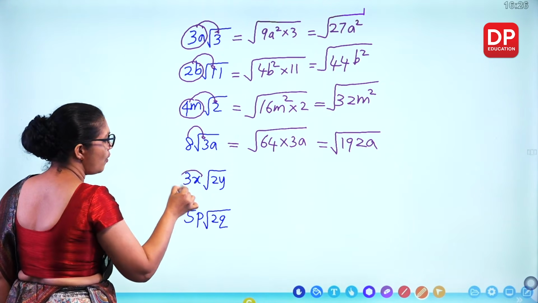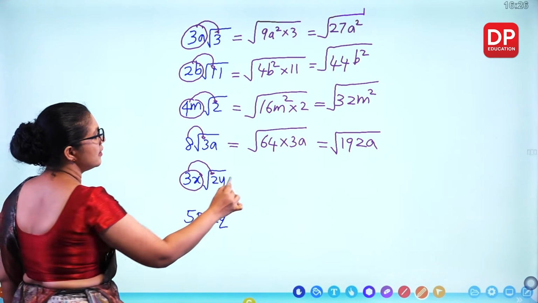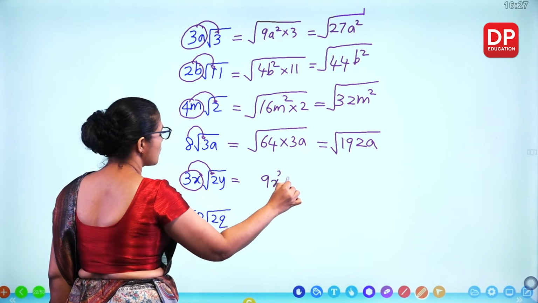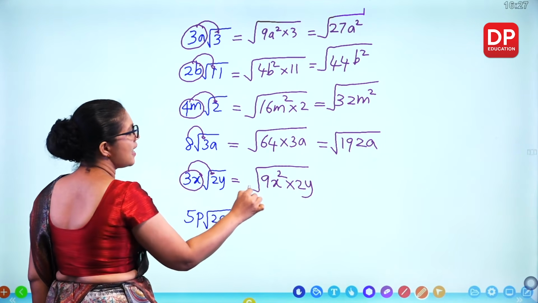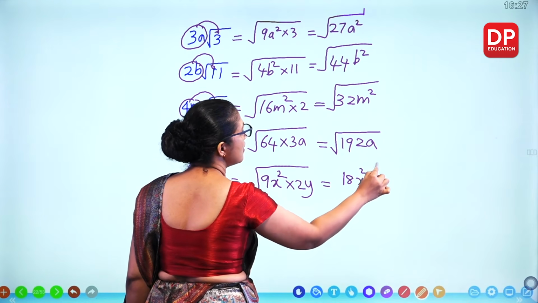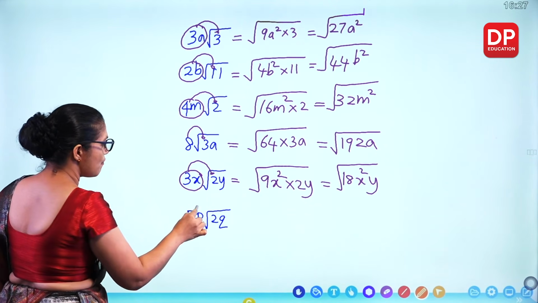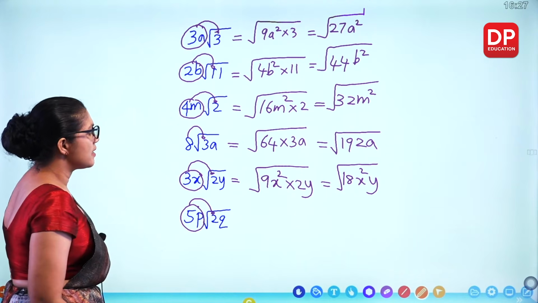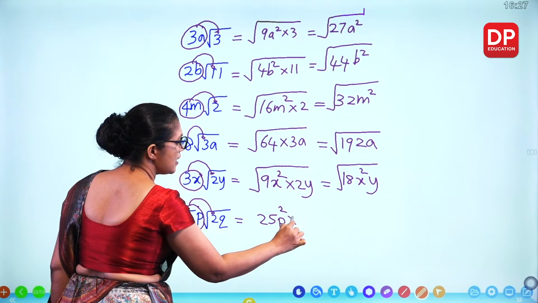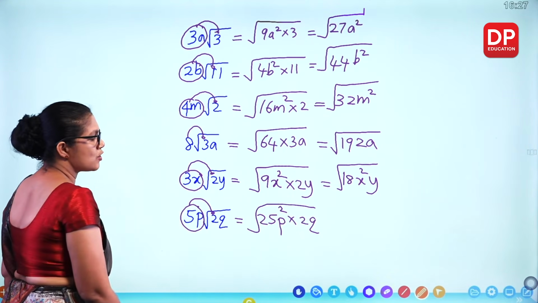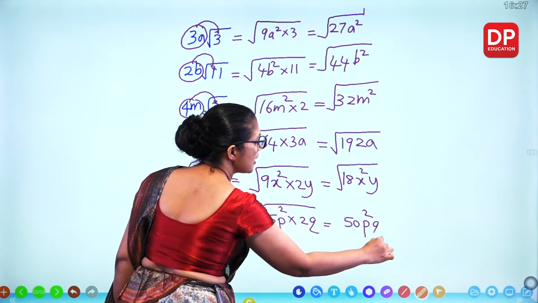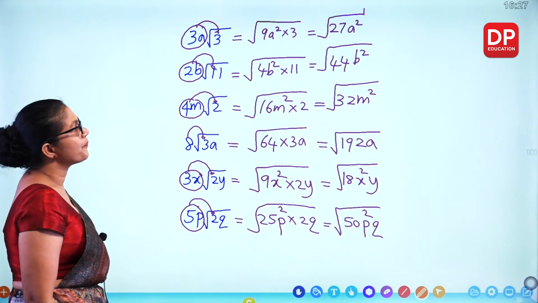This one, whole 3x squared. 3x into 3x, 9x squared. So 9x squared into 2y inside. When you multiply 9 times 2, 18, x squared y. This one, 5p, you have to take the square term inside. 5p times 5p, you get 25p squared into 2q. You get 25 times 2, you get 50 p squared q square root.